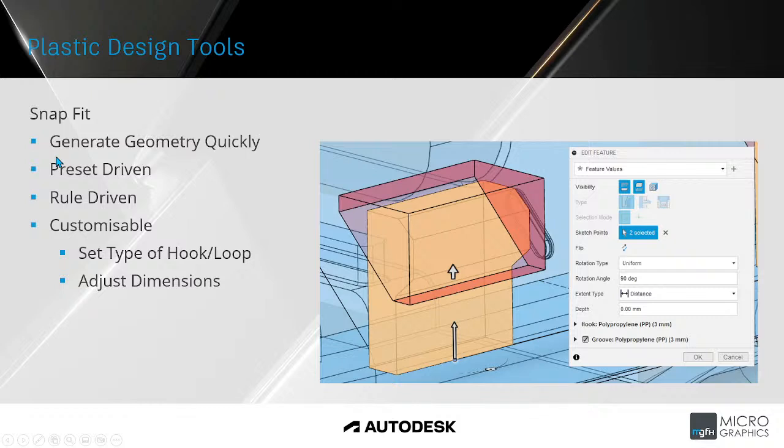It is also preset driven. It is also rule driven. Once again, it is customizable. You can change or set the type of hook and loop that is used. We can see this in the dialog box at the top. We've got options with regards to the type. So we've got 3 various types there. And we can also adjust the dimensions for both sides of the connection as well.